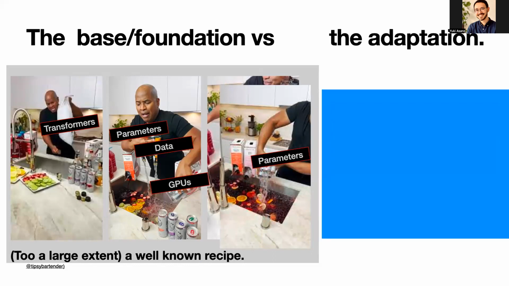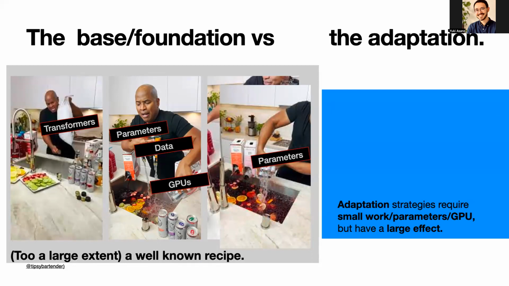But this workshop will be talking more about all kinds of ways of adapting. And this will become, especially for the academic community, but also for industry, more and more important. The goal is that we require very little work, fewer parameters, perhaps fewer GPUs, but still have a large effect.